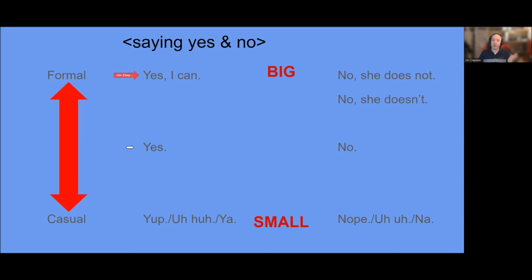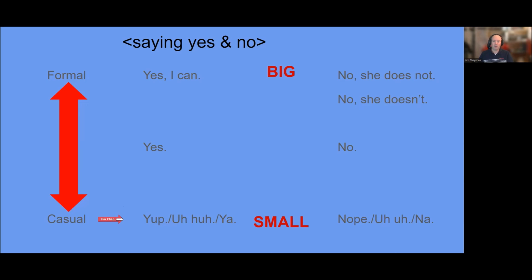Okay. Now, if it's to your friend, then you don't need to say I can. You can just say yes. But even with your friend, yes sounds a little bit formal. And this is something that you've heard a lot, especially if you watch movies. Yup, uh-huh, and yeah. Yep, yep, yep. And it usually includes the gesture with your head.